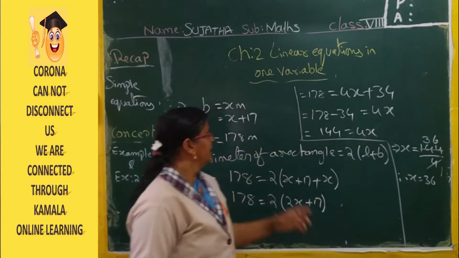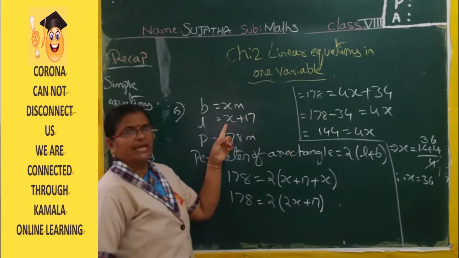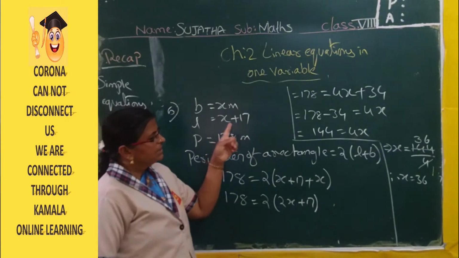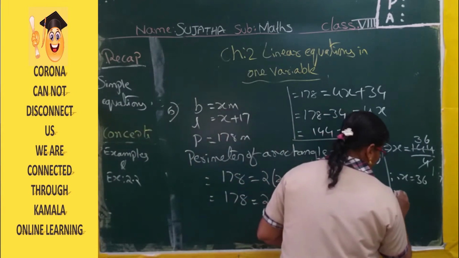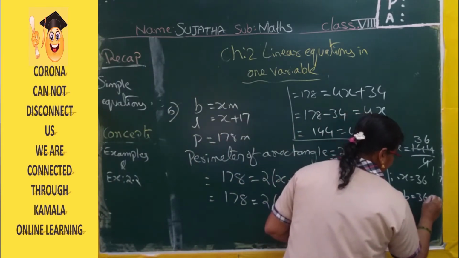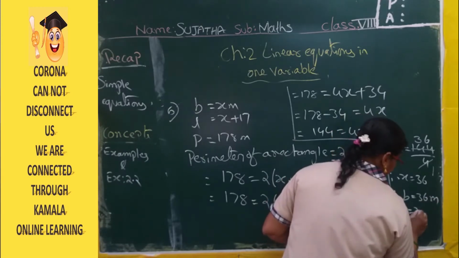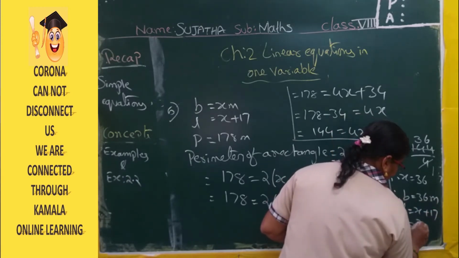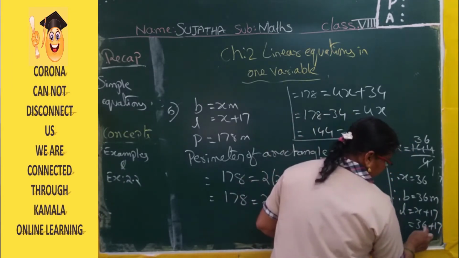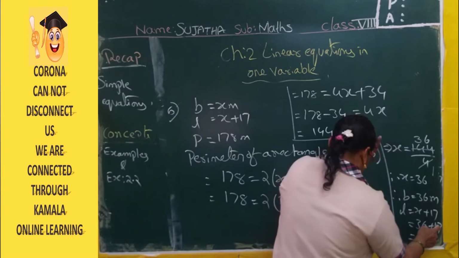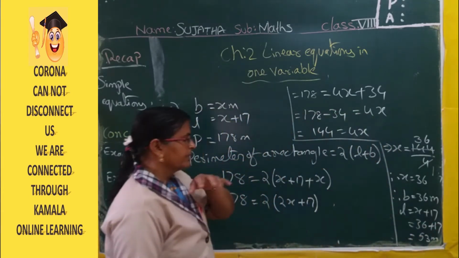What is x? X will be the breadth. Then what is the length? Length will be x plus 17. That is 36 plus 17. Therefore, breadth is equal to 36 meters and length is equal to x plus 17, that is 36 plus 17. How much? 7 plus 6, 13. 1 carry, 2, 3, 5. 53 meters.